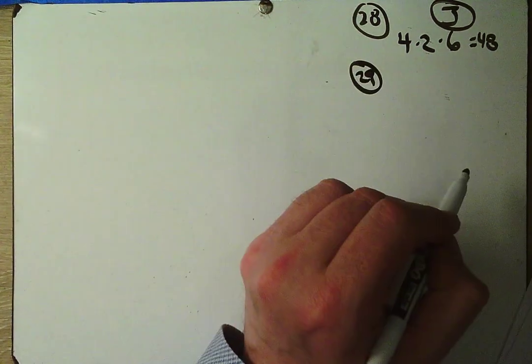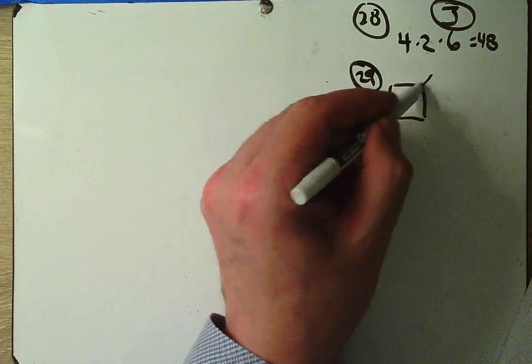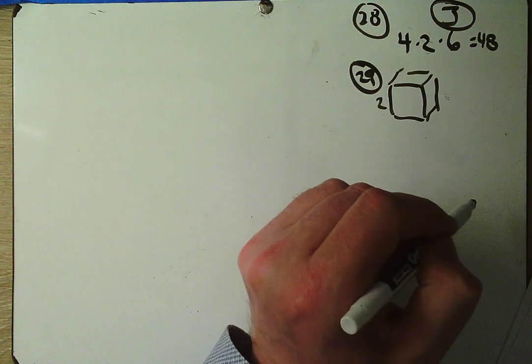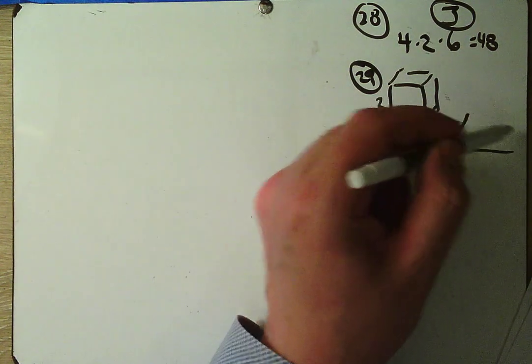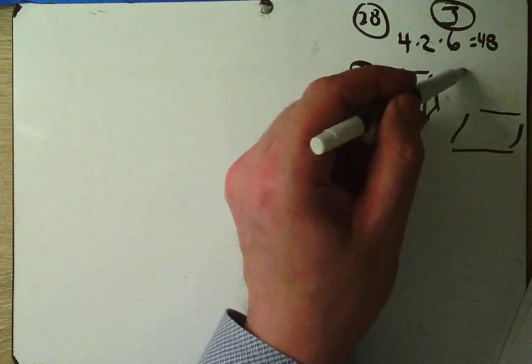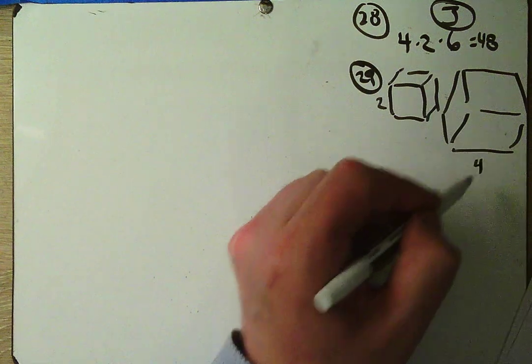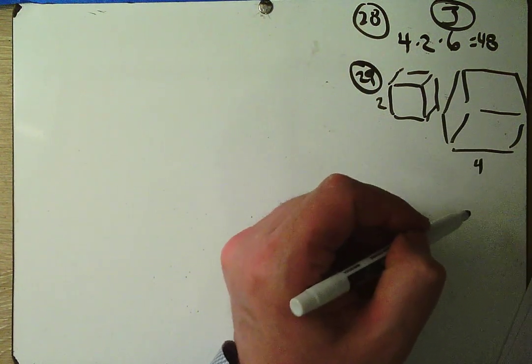29. Cube A has a side length of 2. Okay, side length of 2. And cube B has a side length that's double that. Well, so that side length must be 4. What is the volume of cube B?